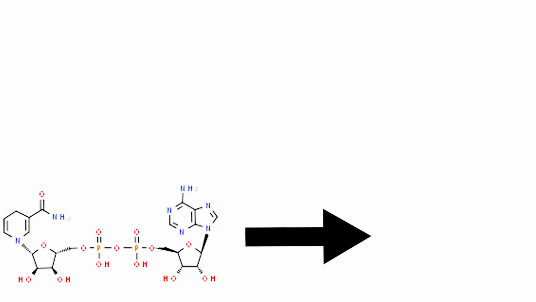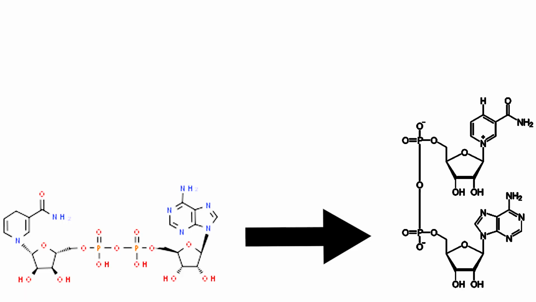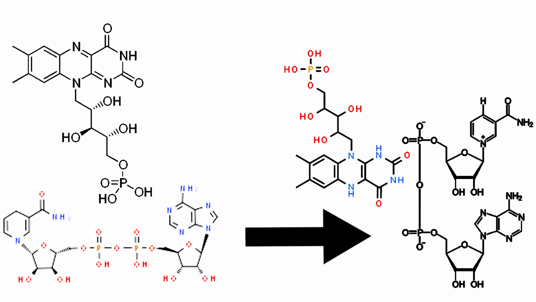FMN is utilized inside of complex 1 of the electron transport chain, which is where NADH converts into NAD to then release energy. FMN is actually what collects the H part of NADH, and it will then become FMNH, and that releases energy.